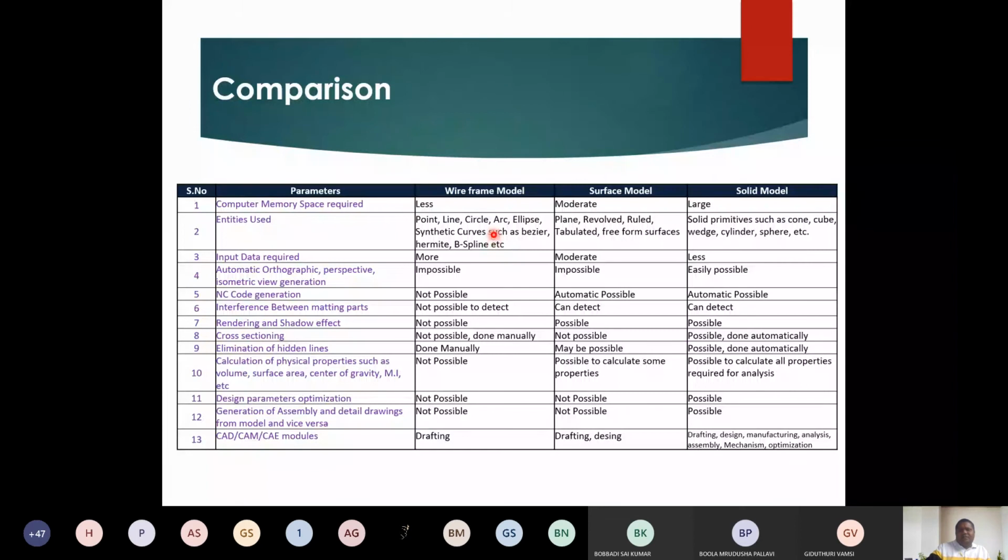Now entities used are points, straight lines, circles, arcs, ellipse. All these are called curve entities. We are going to study all these curve entities in the second unit. And similarly, for a surface model, on top of these curve entities, you can use plane, revolved, ruled, tabulated, freeform surface, different types of surfaces also. Such kind of options would also be there on the CAD tool. You can create surfaces directly as well.